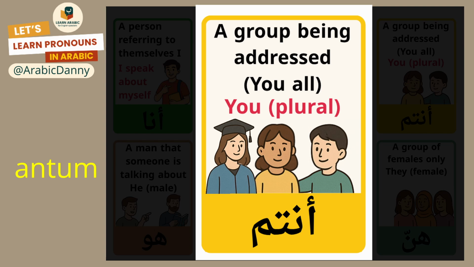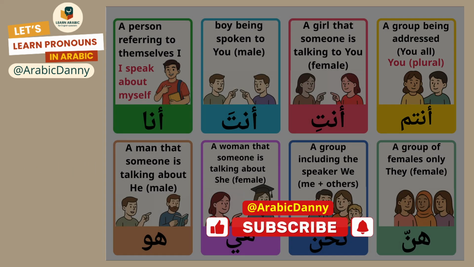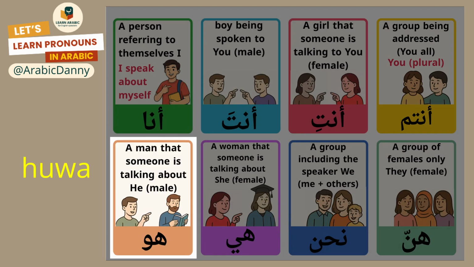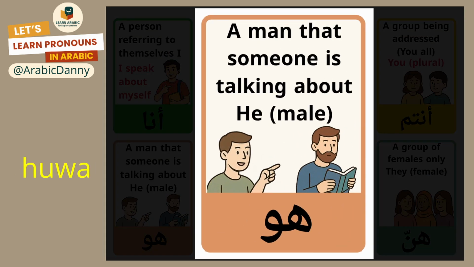Now let's learn the pronoun هو. It means he. We use هو when we talk about a man or a boy, but not directly to him. It's like saying he in English. For example, هو طالب means he is a student. هو ذكي means he is smart.